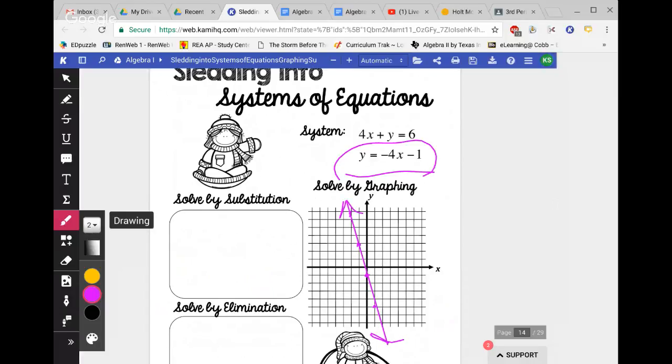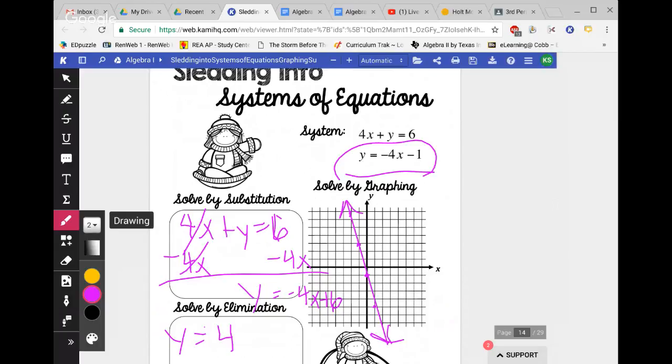Now we've got to put the other one in slope-intercept form. So in order to do that, you're going to subtract 4x from both sides. You got y equals negative 4x plus 6. I'm going to write that over here, Lily, because I've got to erase that to get to my graph.